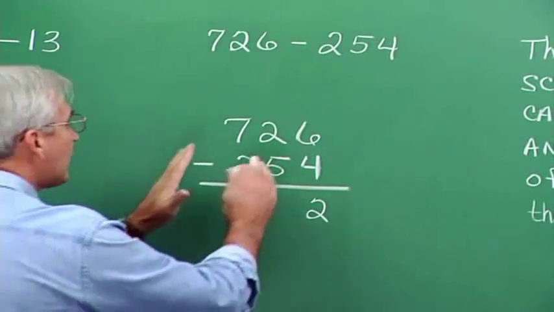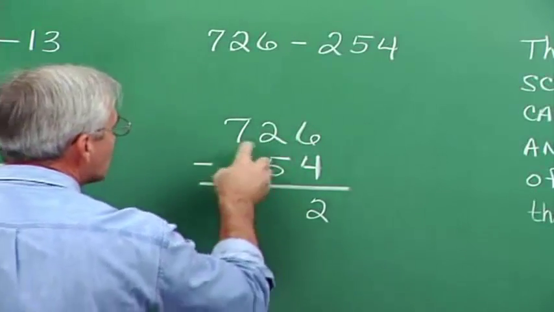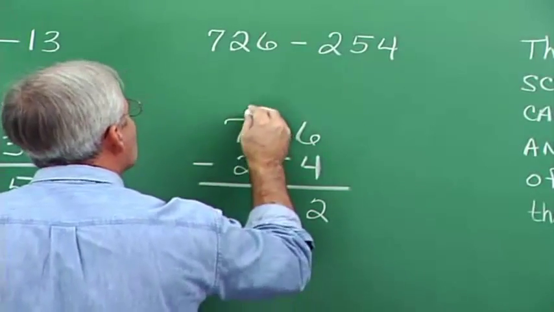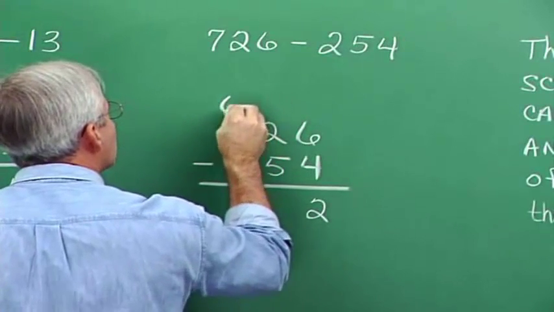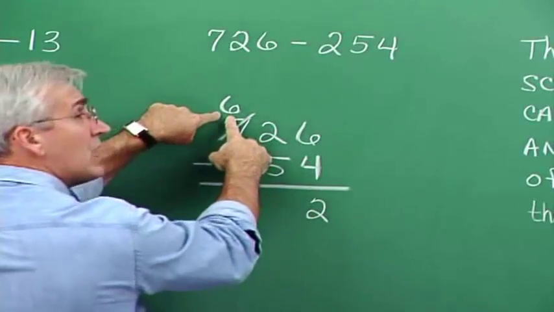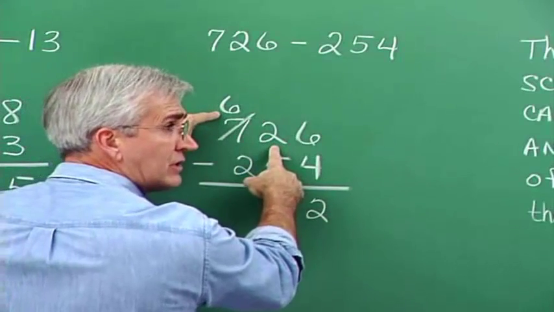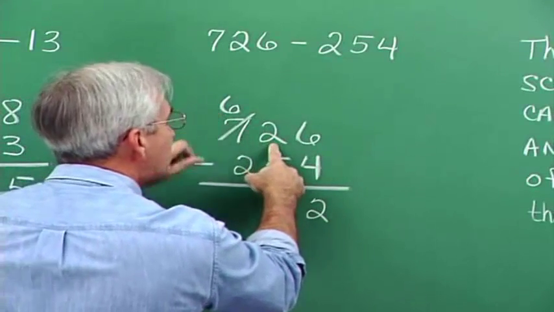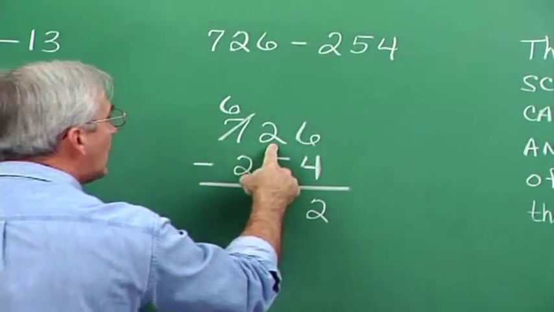So we need to go to the neighbor of higher value and borrow. So we're going to borrow some value from the 7. Now, in that process, we strike out the 7, and the 7 becomes a 6. And the one that we borrow, the 100 that we're really borrowing, is 10 tens. You see, so we're really adding 10 tens to the 2 tens that we already have to give 12 tens.